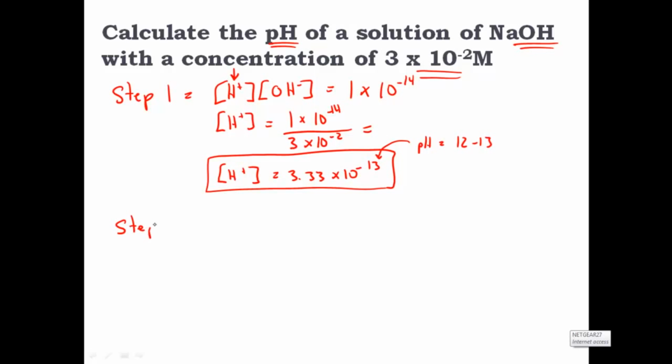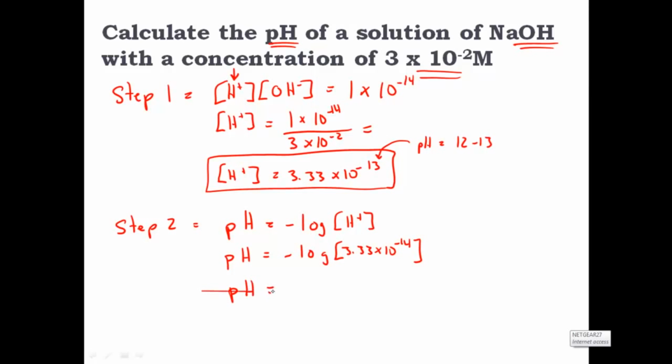Step 2, we're going to use that ion concentration in my pH formula, because the pH of a solution is equal to the negative log of the hydrogen ion concentration. When I substitute that previous value into this formula and then take the negative log of that, we find out that the pH is going to be equal to 12.5.